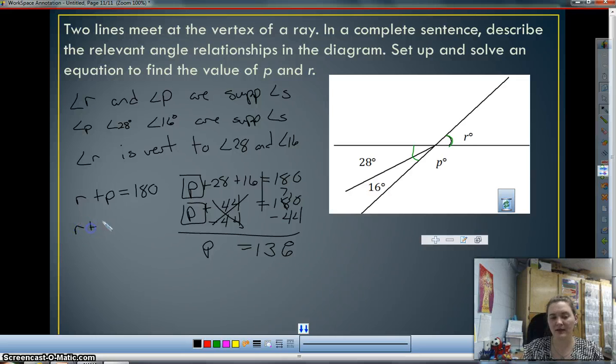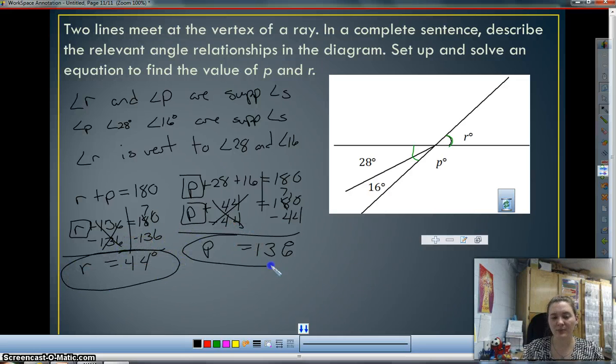which we can now plug in. 136 degrees. We want to find out what R equals, so subtract 136 from both sides. R comes down, inverse cancels out, borrow and subtract. R is 44 degrees, P is 136 degrees.